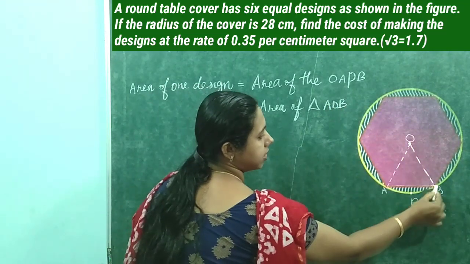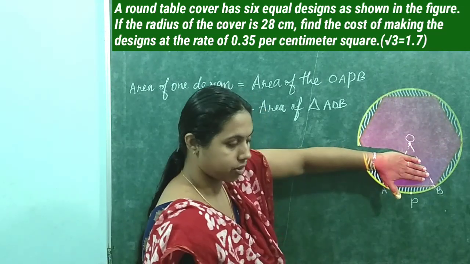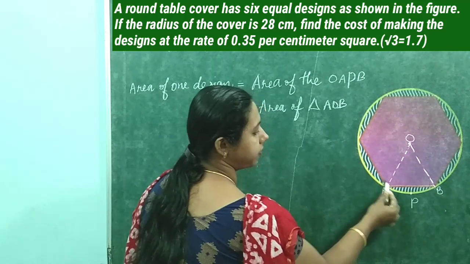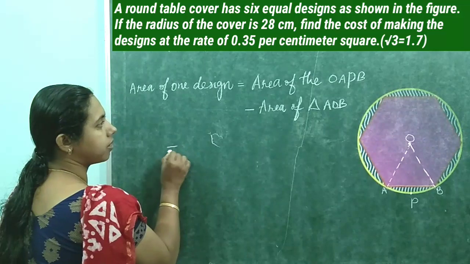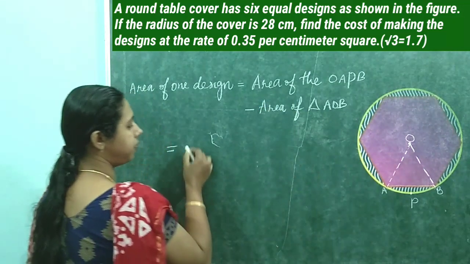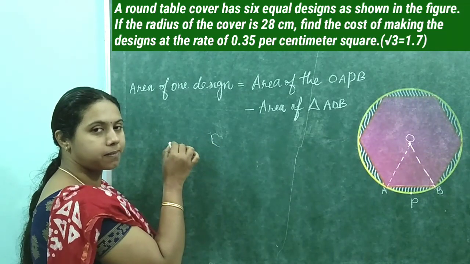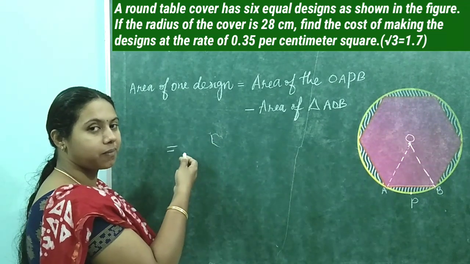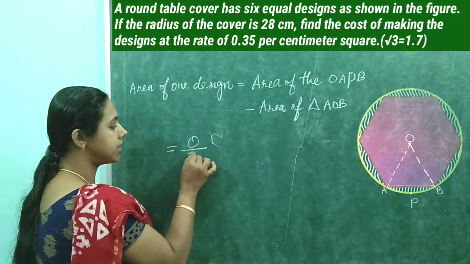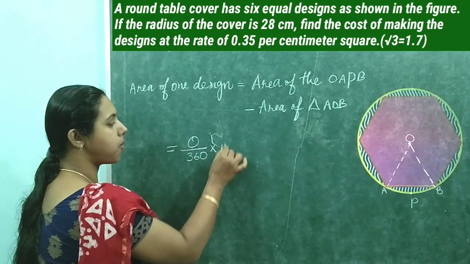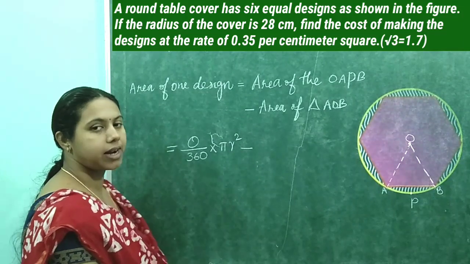This is the sector of the circle. From this sector's area, if you subtract the area of this triangle, then you will get the area of the segment. What is the area of the sector? We know the formula, all of you say loudly. Area of the sector is equal to theta by 360 into pi r square, minus area of triangle AOB.